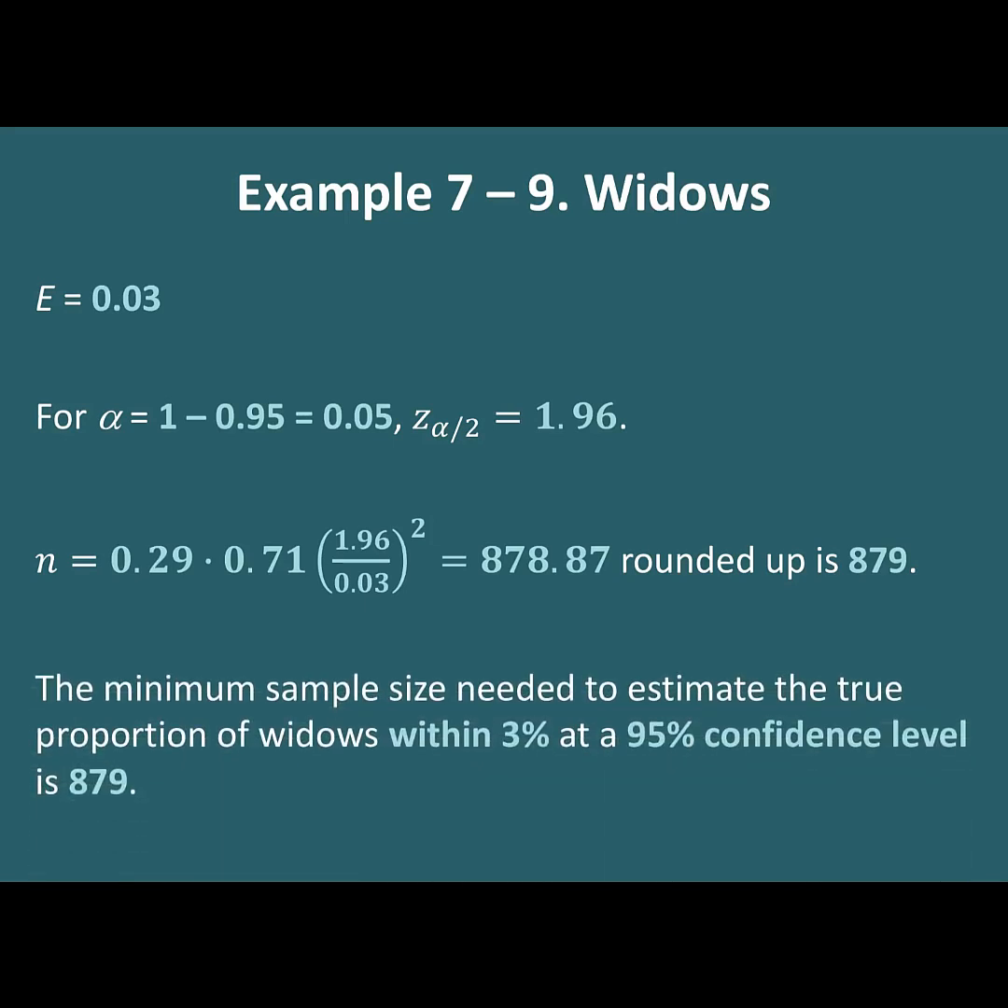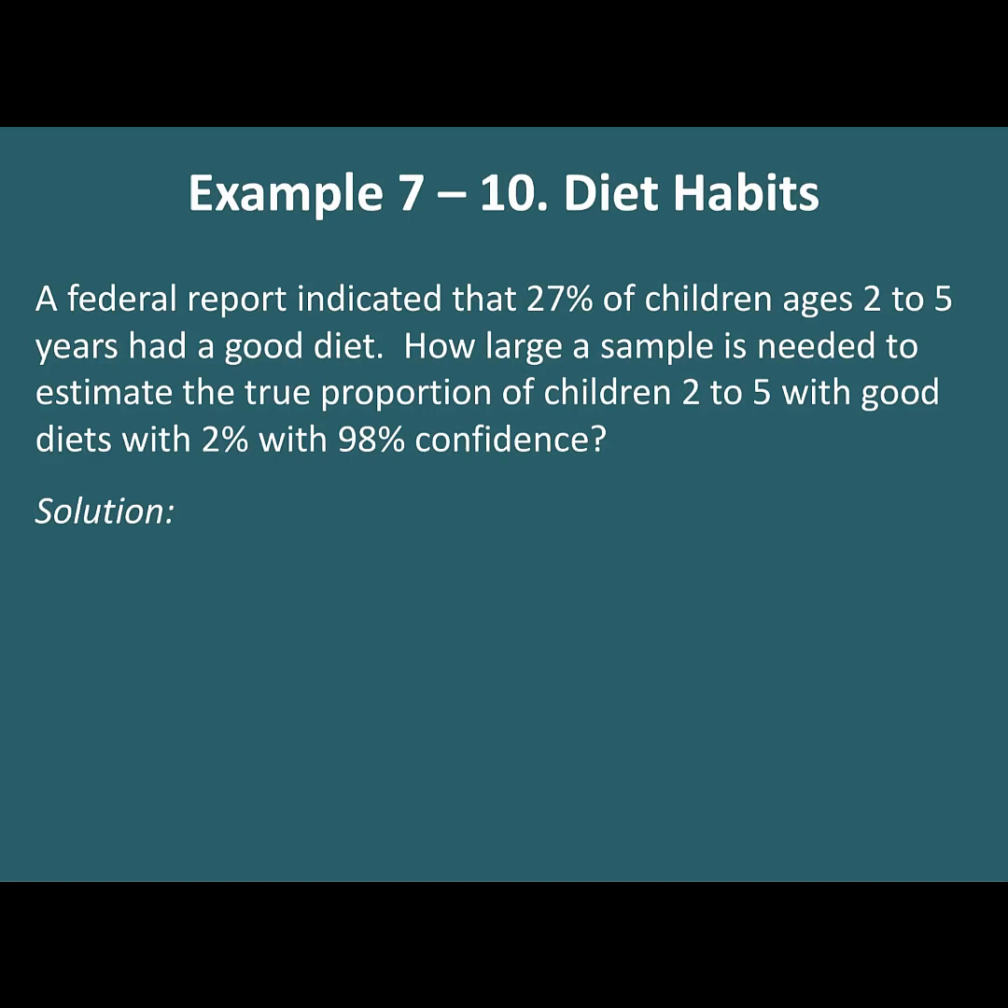In conclusion, the minimum sample size needed to estimate the true proportion of widows within 3% at a 95% confidence level is 879. Let's try another example. Now this example is just like the previous one. So I invite you to pause the video here and try to solve for this one yourself, this time with a 98% confidence.